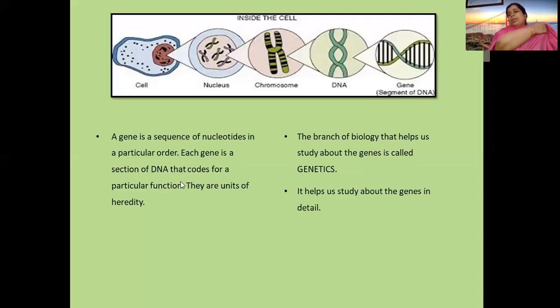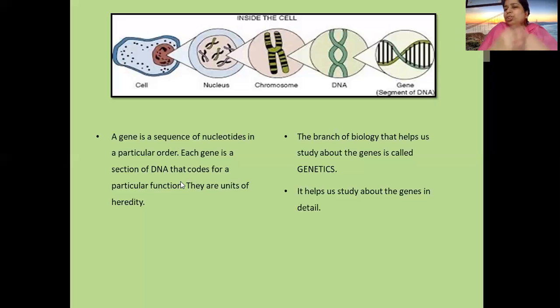So each gene is a section of DNA that codes for a particular function. This part is giving the eye color, or this part is giving the hair color. It's like that. So genes are the units of heredity.